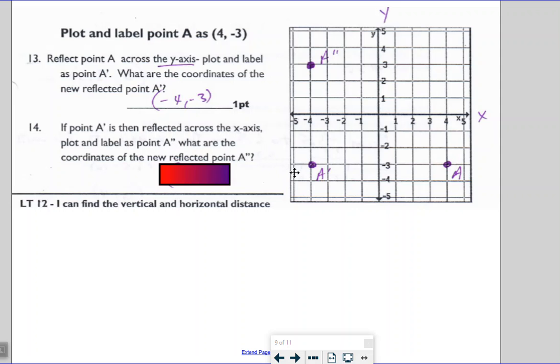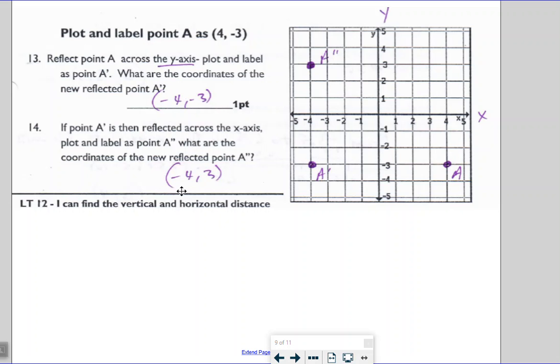So now we're going to take the new point that we just made and we're going to reflect it across the x-axis. Well, that means I need to get to the x-axis and then go across it, the same distance that this one was below it. So that's 3 units to get to the x-axis, so 3 more units to get to A double prime. And that would mean that its coordinates are negative 4, positive 3.